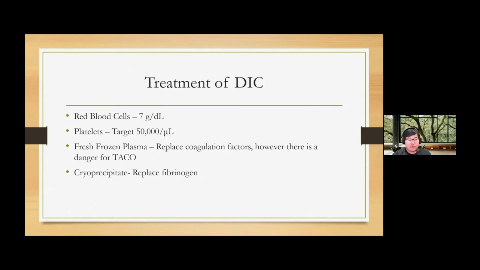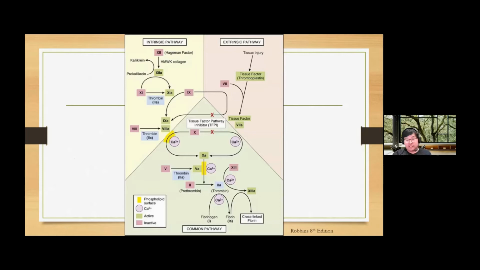And then the last thing that we want to give them is cryoprecipitate to replace the fibrinogen that's being consumed in DIC. As I was talking about from Robbins, DIC activates the coagulation cascade. So that's why you give cryoprecipitate along with plasma, to try to replace the fibrinogen and all the other factors. And that's why you also get increased PT and PTT times, because you're consuming factors from both the intrinsic and extrinsic pathway, compared to TTP where you're not.